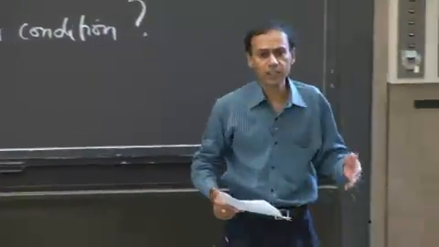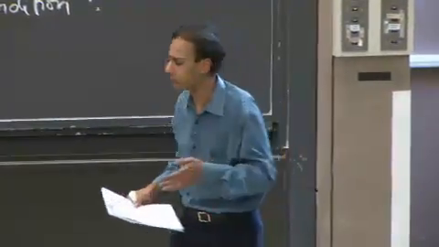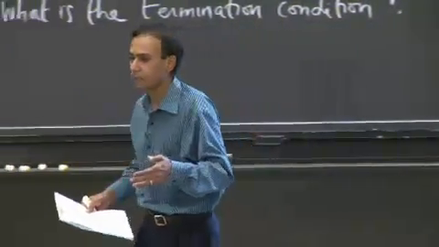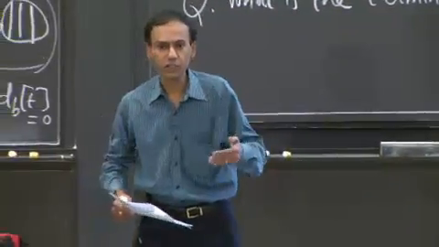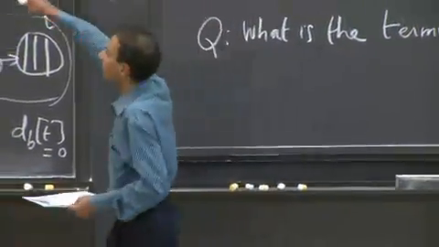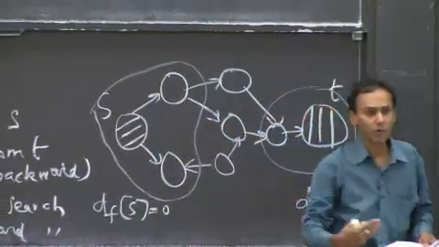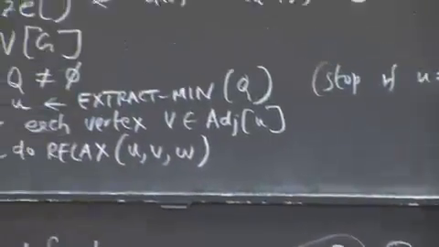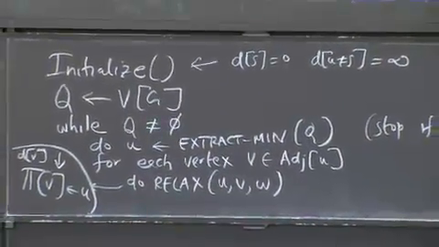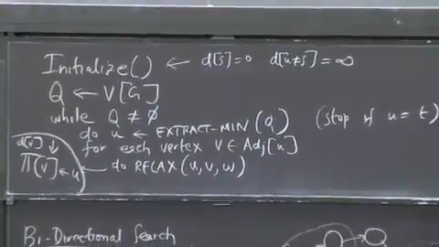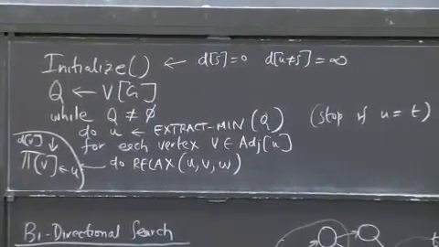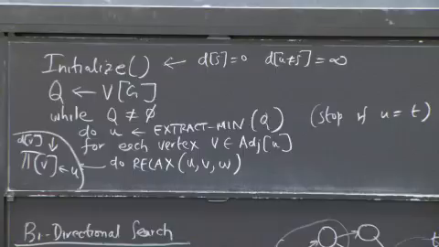But in the context of Dijkstra, single source, single target, can someone tell me what the termination condition should be by looking at the code? I want a more specific or more concrete termination condition that I can actually code up, as opposed to saying the frontiers meet, which I don't know how to code. Someone else? All right, go for it.